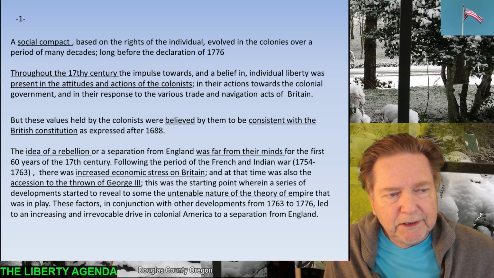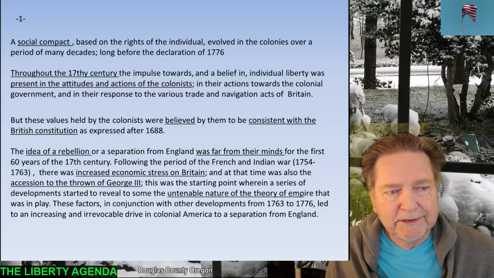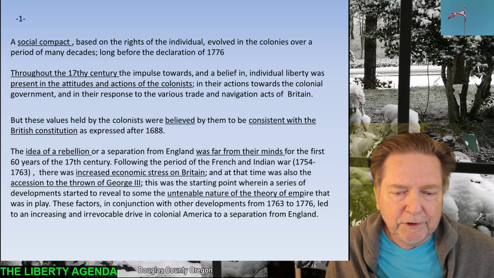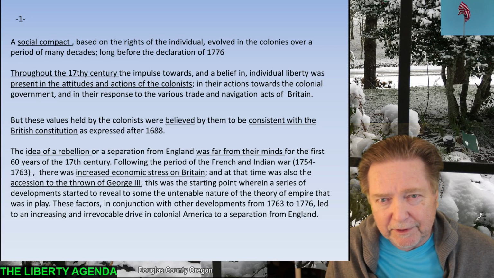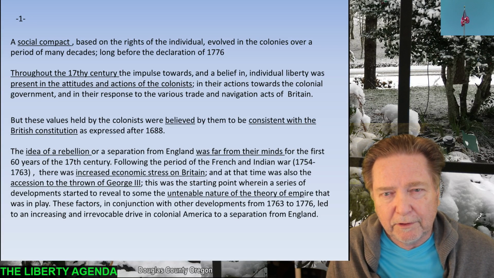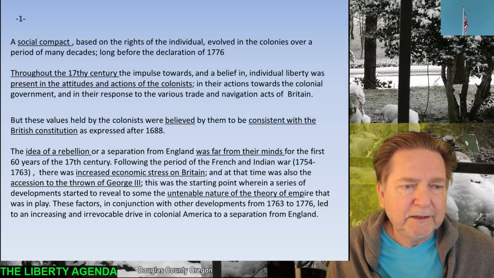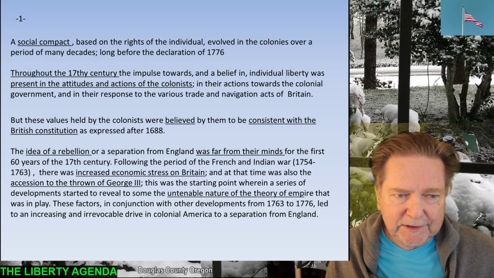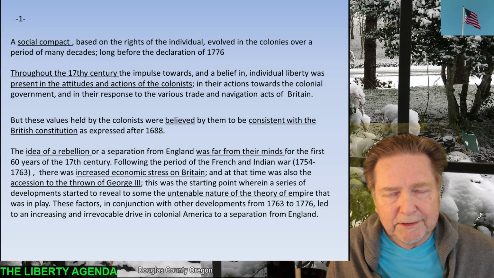But these values held by the colonists were believed by them to be consistent with the British Constitution as expressed in 1688. This was the period of time that the British became more driven by a parliamentary form of government, where the authority of the king, of the crown, was lessened. And the emphasis at that time was much more on liberty and individual rights.